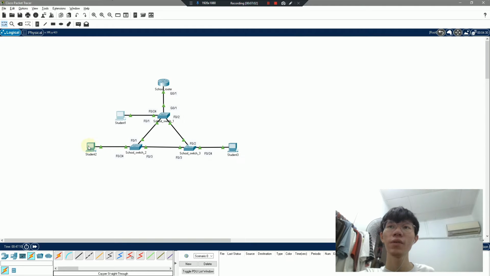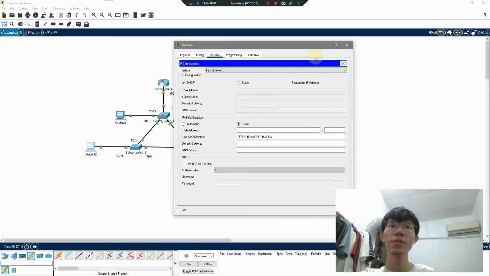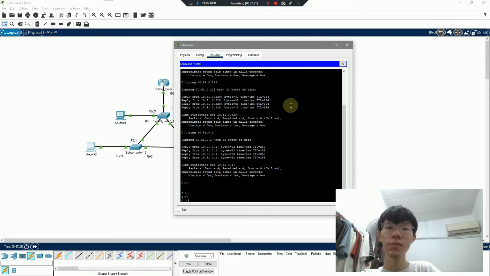Also for the student 2 PC, the DHCP request is successful, so we get the IP address for the PC, subnet mask, and the default gateway is also 0.1. We can try to ping from here, ping 10.51.0.1.